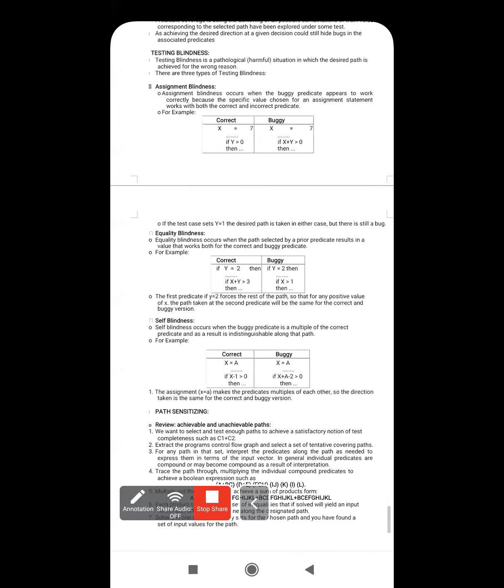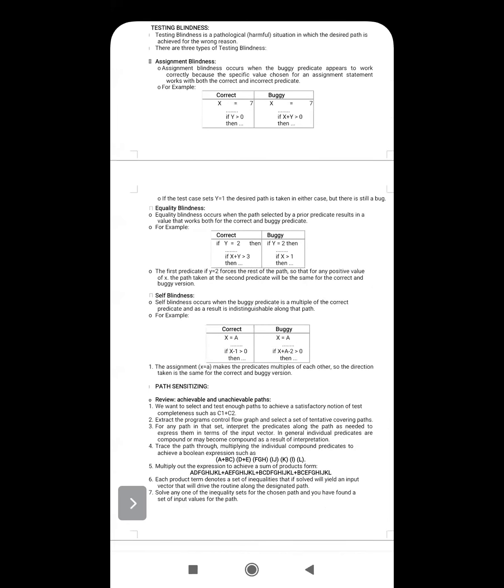Testing blindness. Testing blindness means pathological, and pathological is nothing but a harmful or dangerous situation in which the desired path is achievable for the wrong reason. Here we are having three different test blindness.